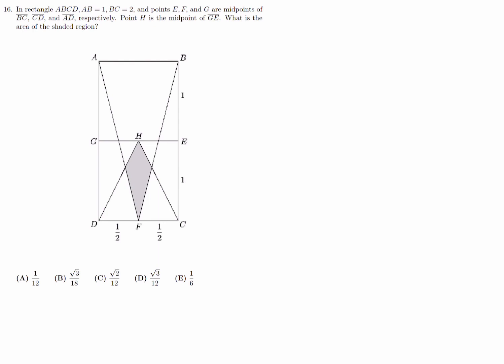In a rectangle ABCD, AB is 1, BC is 2. Points E, F, G are midpoints of BC, CD, and AD respectively. Point H is the midpoint of GE. What is the area of the shaded region?